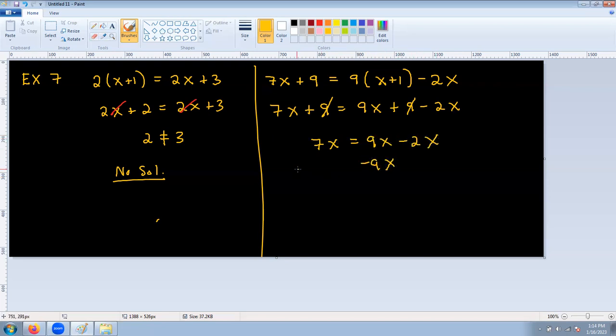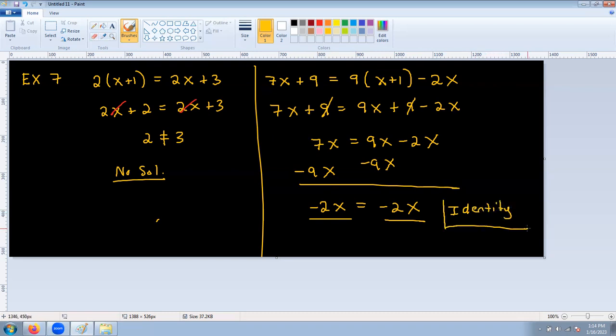We have 7 and 9, so we have 2x, and this is also 2x. So what happens if they are both the same? You know what you're going to get? You're going to get this guy right here, identity. So that is how you do that one.